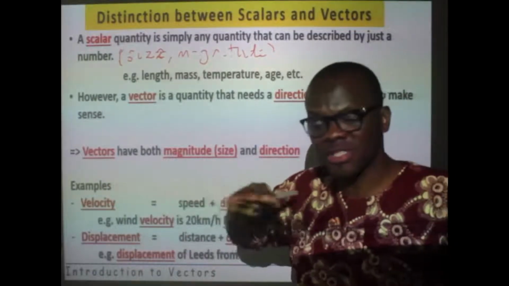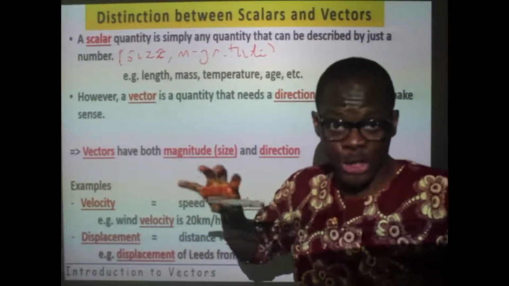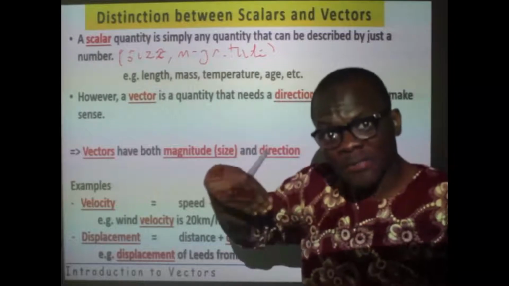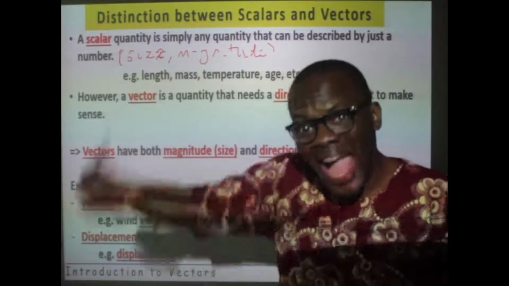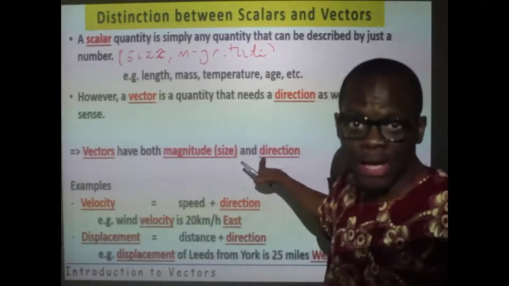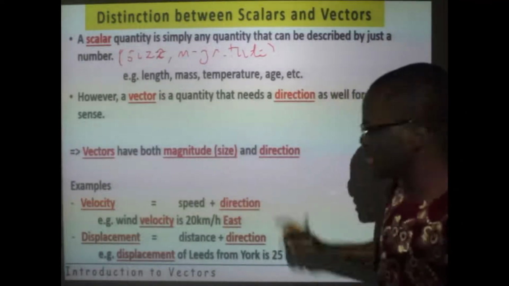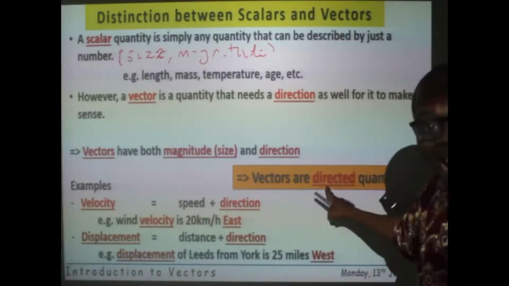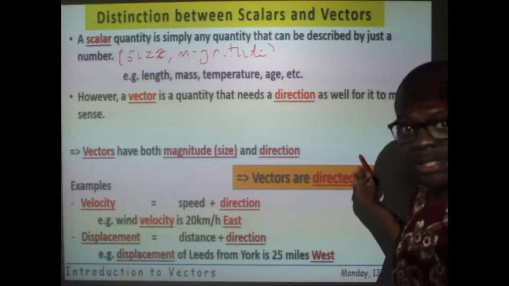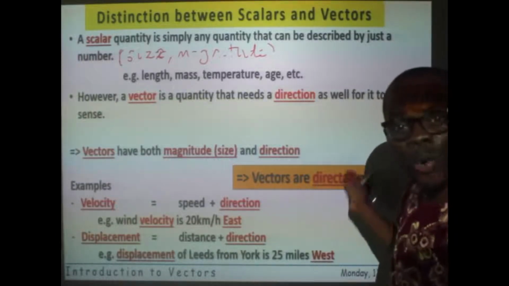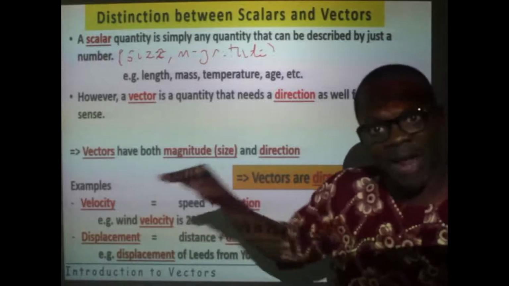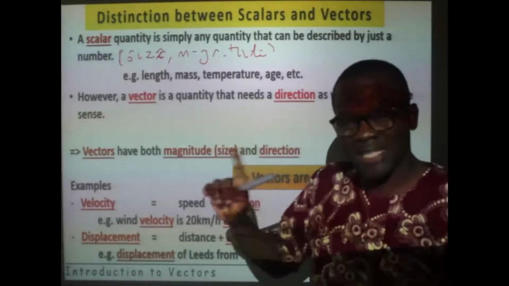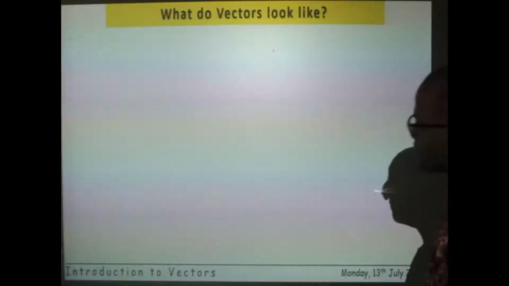Scalars, they have just size, only magnitude. However, vectors have got magnitude and direction. So take note. So in other words, we can say that vectors are directed quantities. Vectors are quantities with direction. Alright? And that's very important.